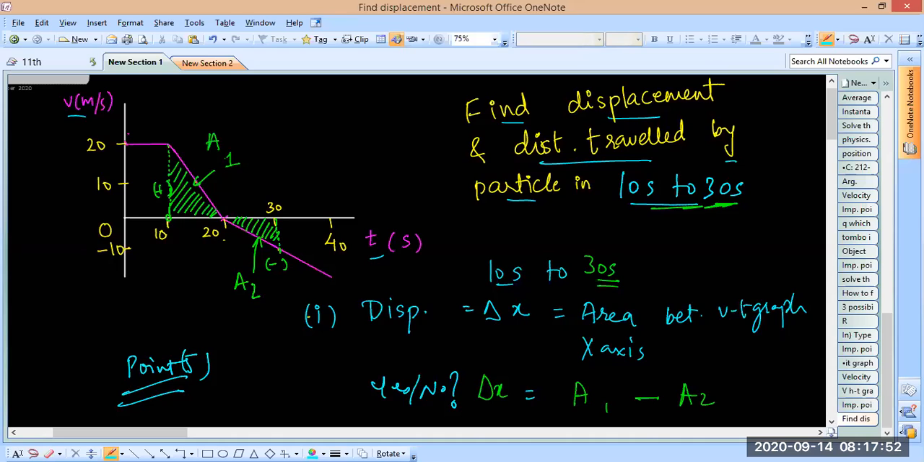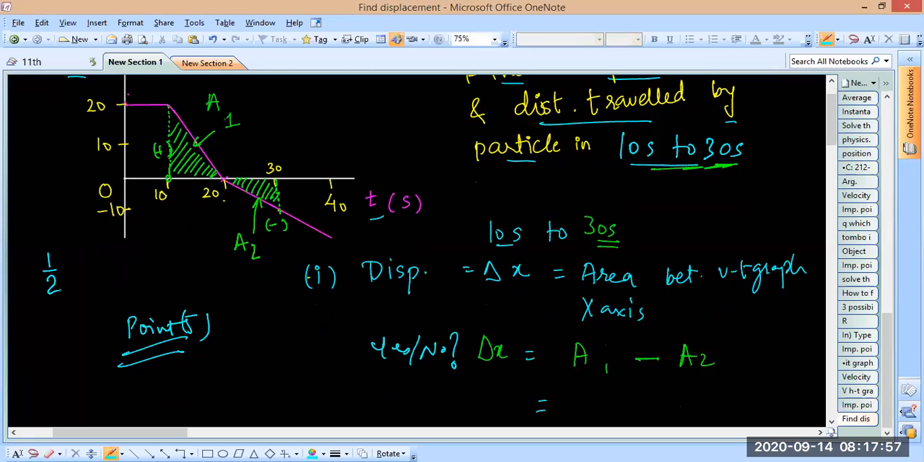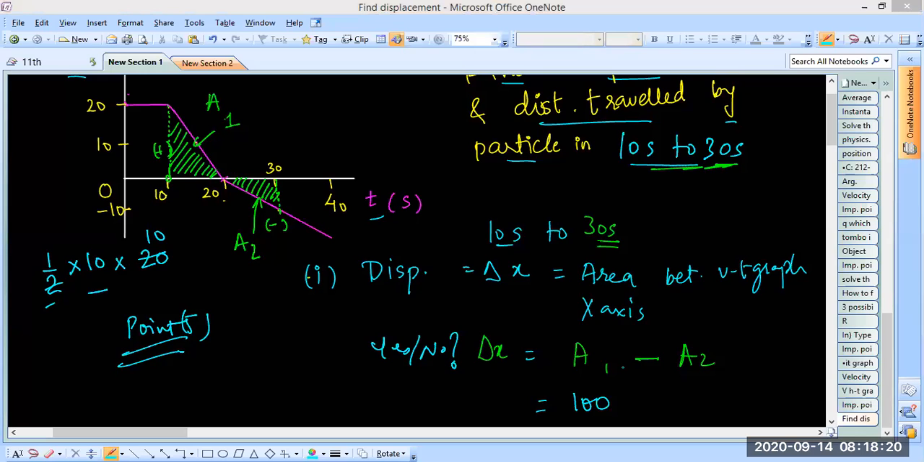All right, let's do it then. It is going to be half base, base is 10, into altitude or height. Half base into height. Clear? 100. Yes, 100. I hope it's clear for all of you. So now minus.